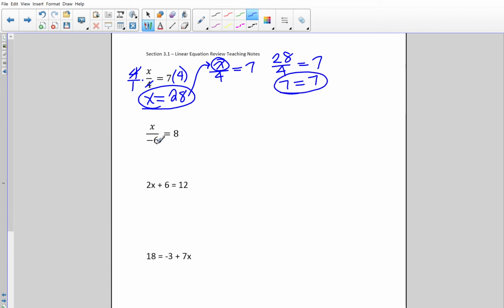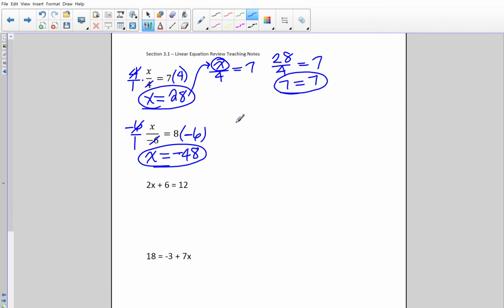Here it's x divided by a negative 6. So the opposite would be, again, to multiply by a negative 6. Okay, so those would cancel out, and I have my x. And whatever I do over here, I need to do over here. So I have x is equal to negative 48. So that would be my solution.